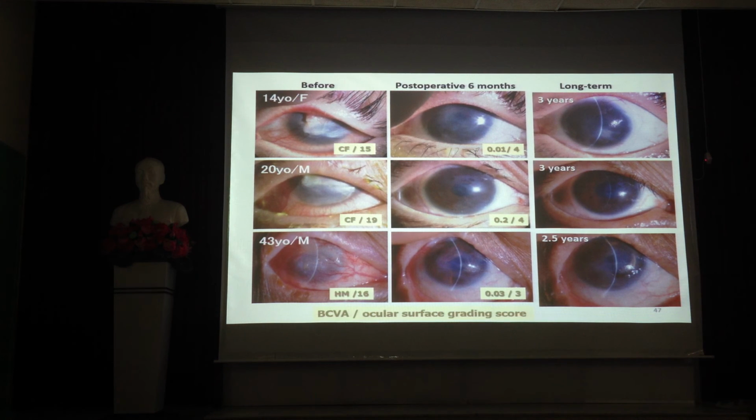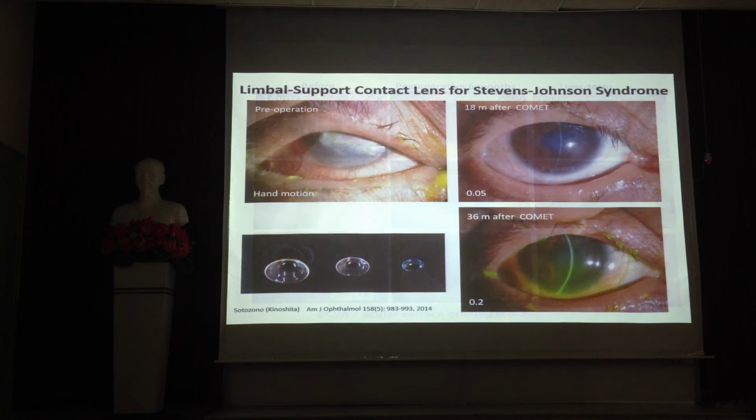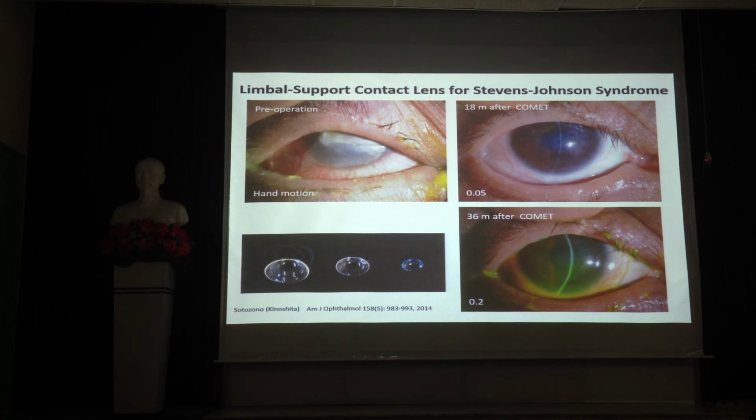So these are just a few examples. We've done over 100 cases or so, but you can get a feeling for it. This procedure is effective for some of the patients. In addition, because the patient still shows some irregular corneal astigmatism, we developed a large size hard contact lens, which has just been approved by the Japanese Ministry of Health and Welfare. So now we can use this contact lens, at least for Japanese patients. For instance, this is the preoperative surface, and then 18 months after cultivated oral mucosal epithelial transplantation, when we use the contact lens, you could see reasonably well.